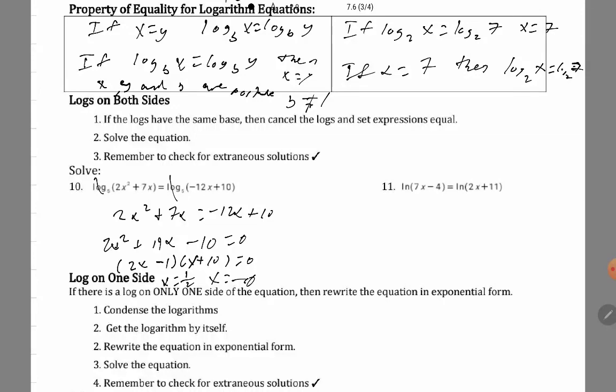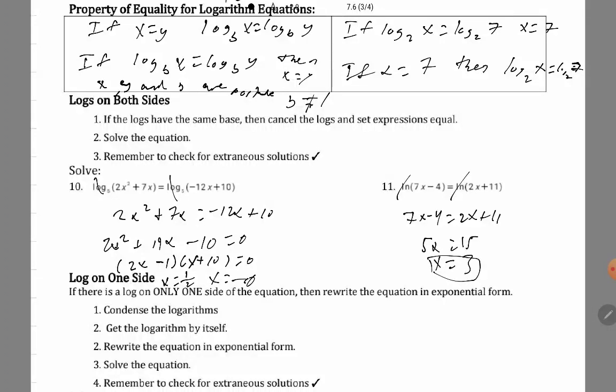Okay, number 11. Natural log. Boom, boom, boom. So since natural log of one side, natural log of the other, they cancel. 7x minus 4 equals 2x plus 11. 5x equals 15. x equals 3. Make sure to check this out.